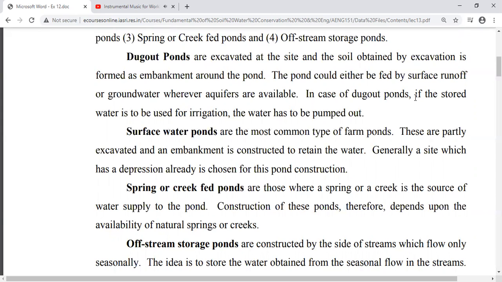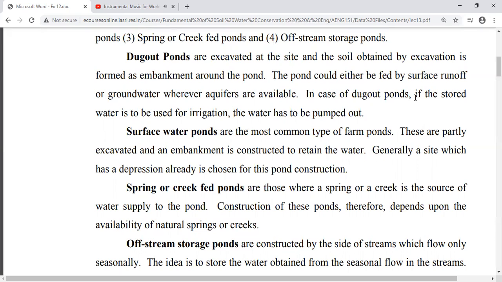In case of dugout ponds, if the stored water is to be used for irrigation, the water has to be pumped out. Surface water ponds are the most common type of farm ponds. These are partly excavated and an embankment is constructed to retain the water. Generally, a site which already has a depression is chosen for this pond construction.